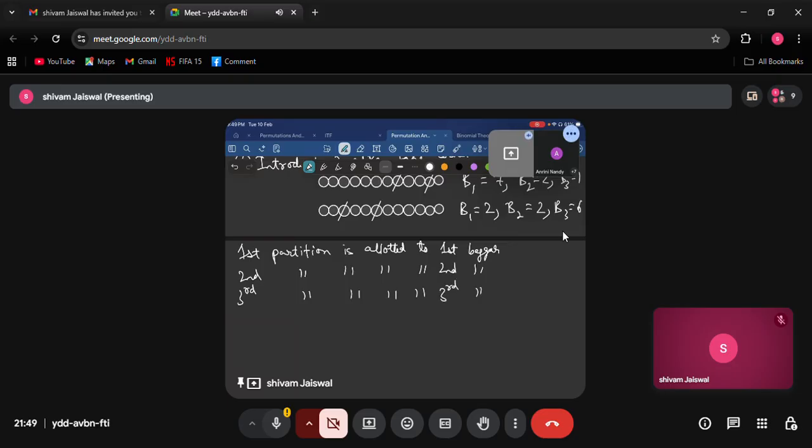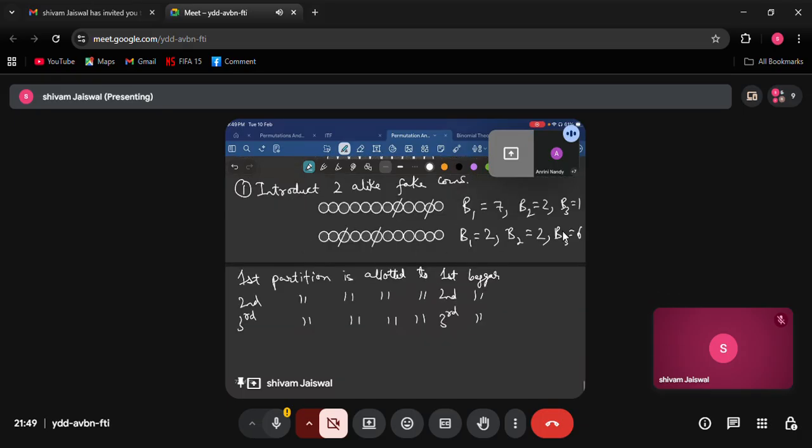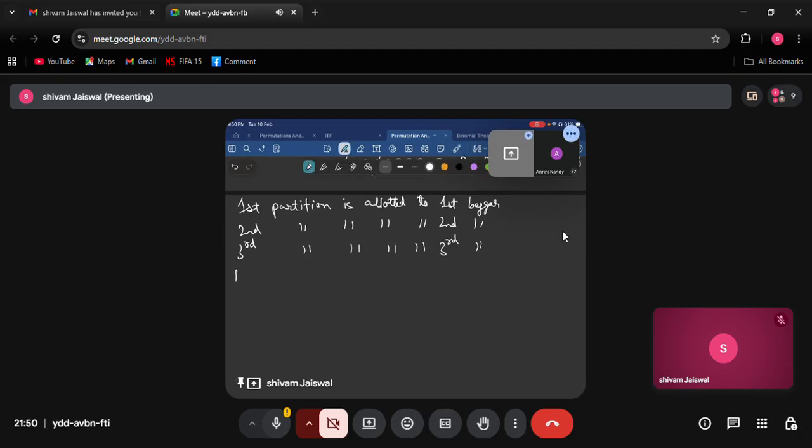Okay, everyone. First partition is allotted to first beggar. Second one is allotted to the second beggar. Third one is allotted to the third beggar. So basically, everyone pay attention. What am I doing? I'm actually arranging these two fake coins between these identical original coins. Yes or no? So here you will understand while distributing. Here while distributing, you can understand. We can conclude.